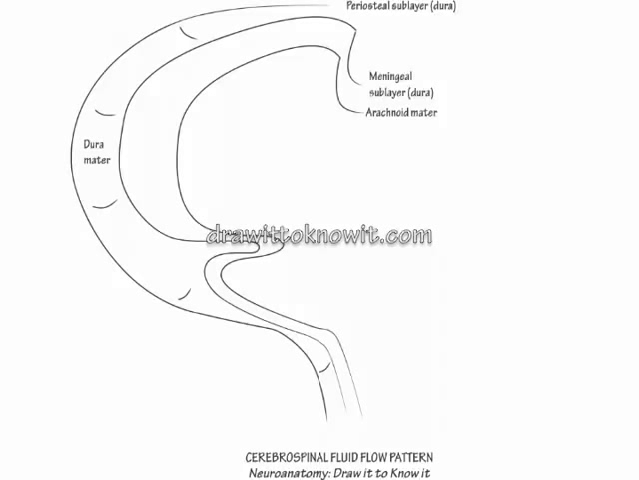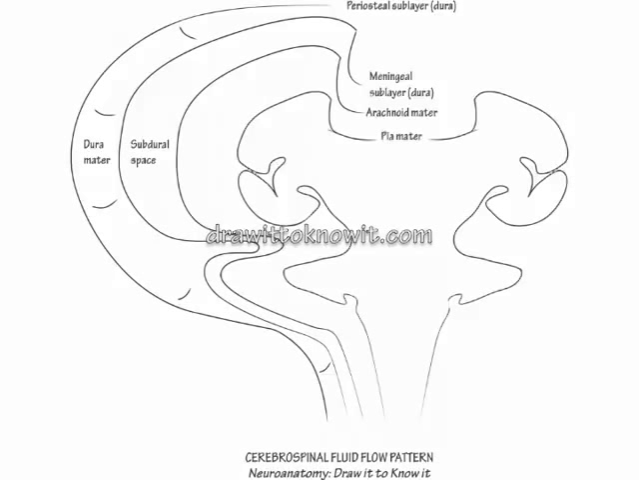Between the arachnoid mater and the overlying meningeal sublayer, label the subdural space, constituted by the dural border cell sublayer. Now draw the pia mater as the layer directly overlying the nervous system parenchyma. Between it and the arachnoid mater, label the subarachnoid space.